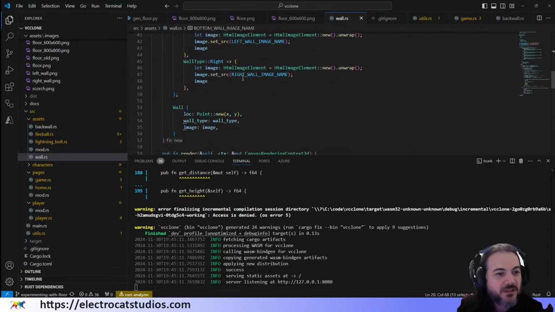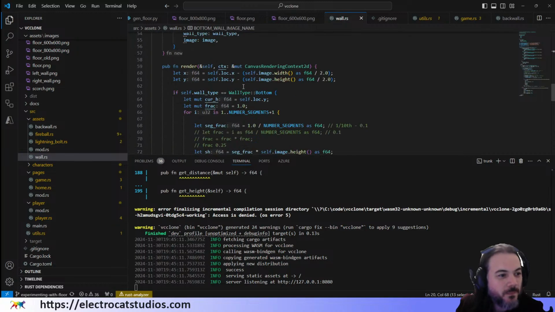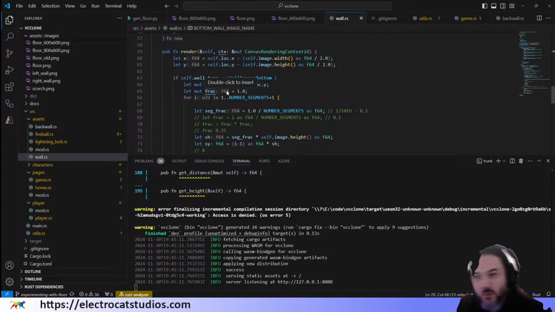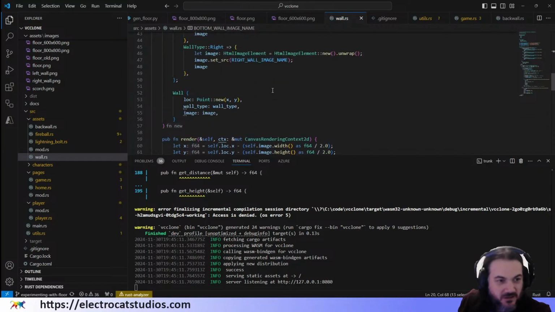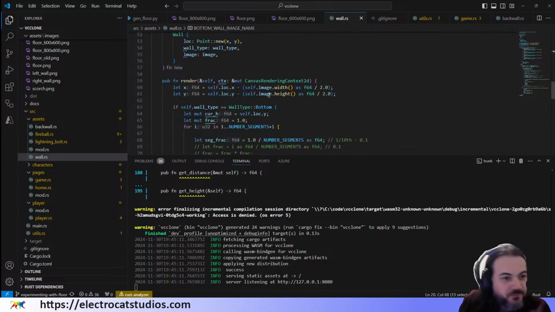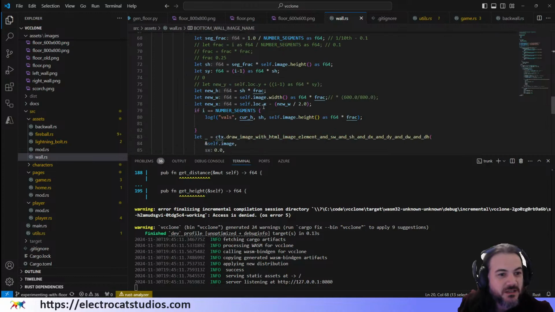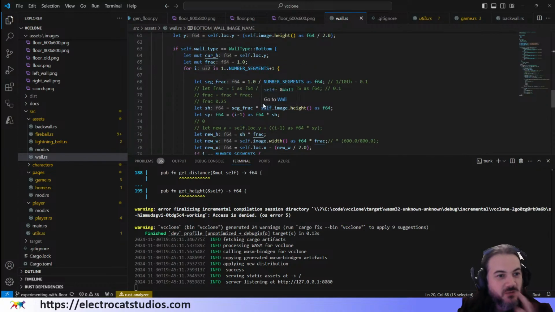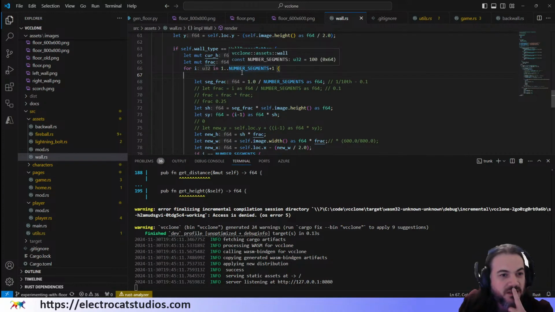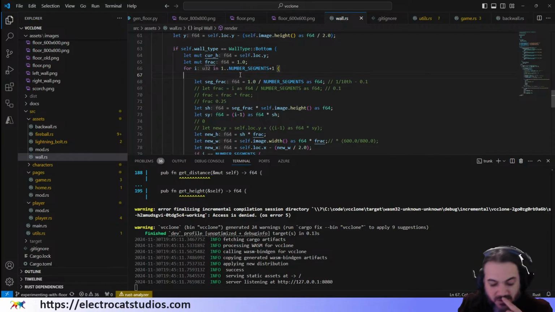Yes, here we go. Each wall, the floor, the side walls, and everything is a type of wall with a different switch to indicate the type of wall, and then we draw it from that. And in fact, here we go. We can see the segments here, where it makes it into a number of segments, and we're currently set to 100. 100's a good amount.